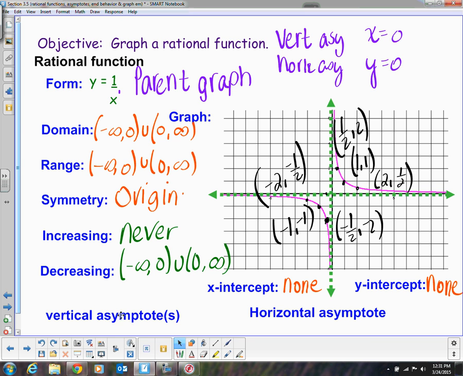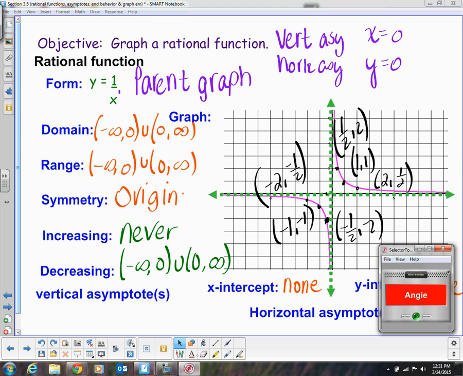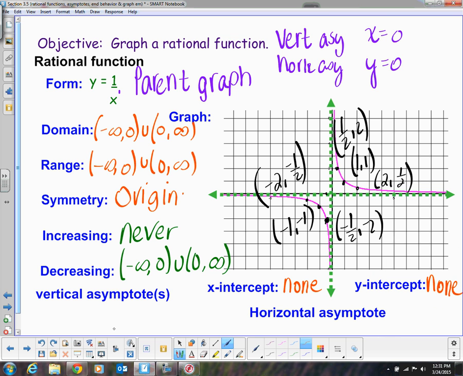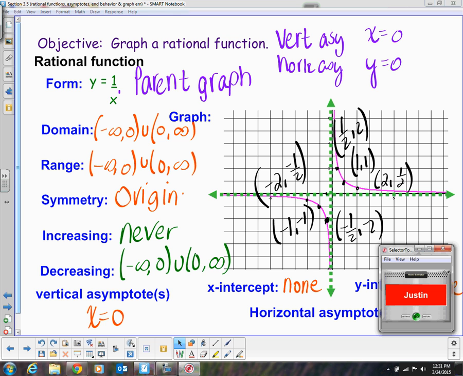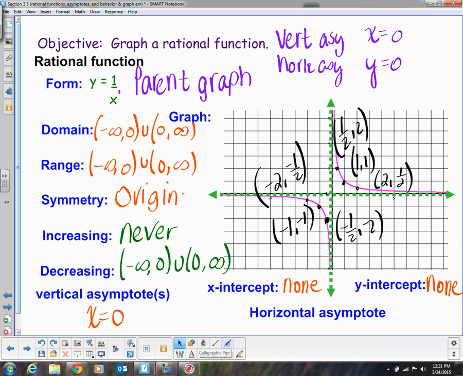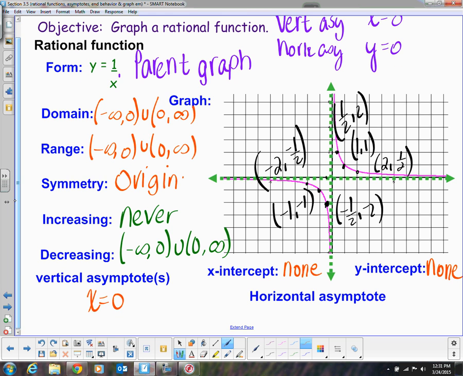All right, so now you should be able to give me the equations of the vertical and horizontal asymptotes. Vertical asymptote goes to Justin. Which is it? Okay, because you haven't moved left or right from the y-axis, it is indeed x equals 0. And your horizontal asymptote goes to Joey. What is it? Horizontal asymptote is y equals 0. So those are the properties of your parent graph.